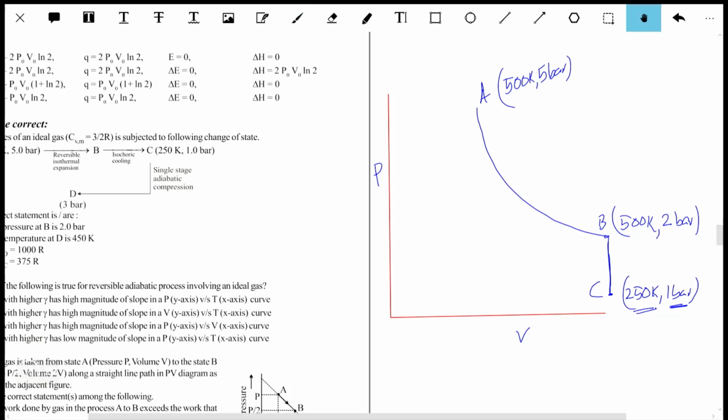Now from C to D, you have a single stage adiabatic compression. So it's a single stage adiabatic compression which we have here. And at D, the final pressure is 3 bar.